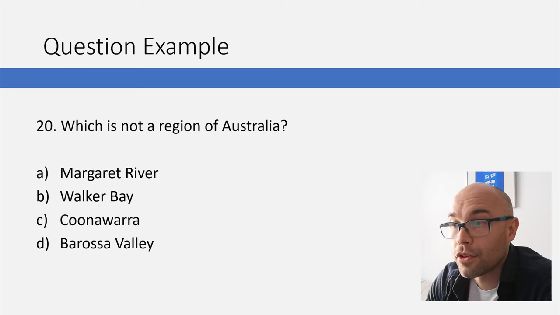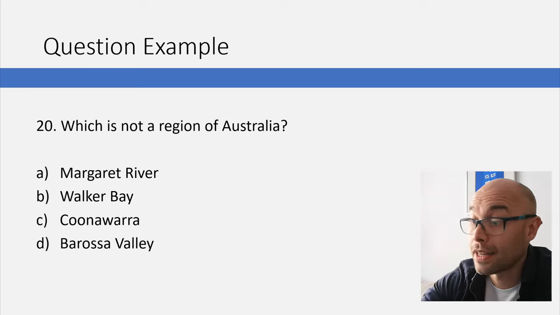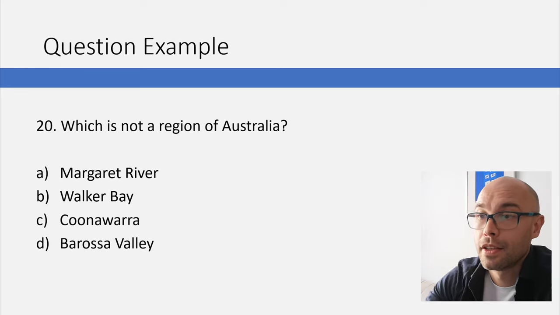Which is not a region of Australia? Margaret River, Walker Bay, Coonawarra, Barossa Valley. The correct answer is B, Walker Bay. It's located in South Africa.